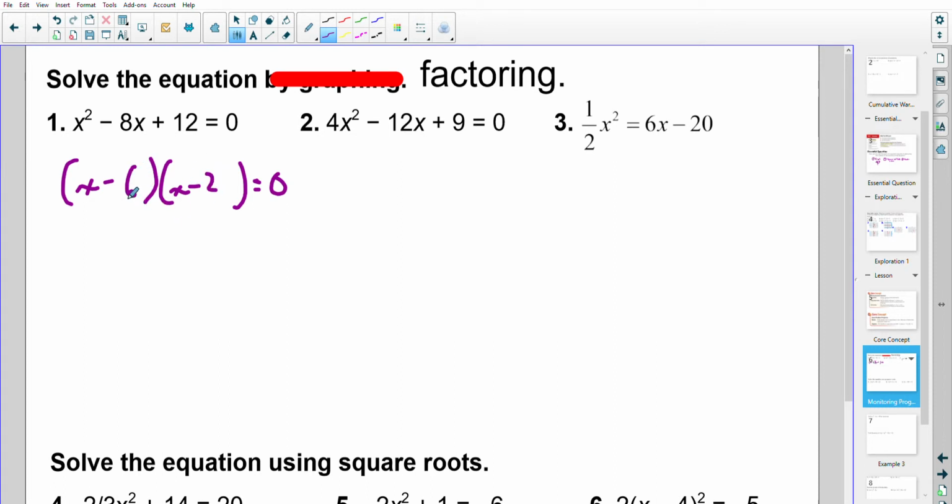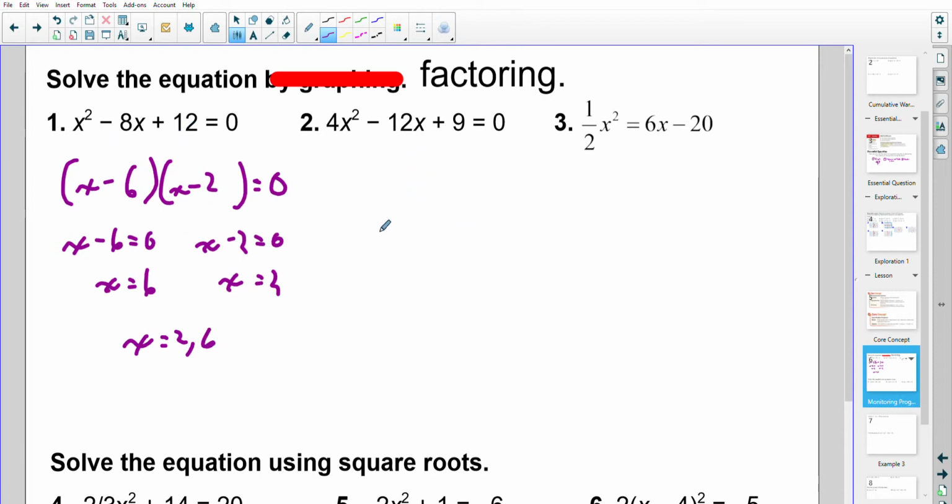Always check the middle term. Negative 6x minus 2x gives you a negative 8x. Once you have this, either factor could be equal to 0, in order for the left side to be equal to 0. So you set both of those equal to 0, and solving for each of those, you get x equals 6 and x equals 2. And if you were to put those into this equation, you would get 0.